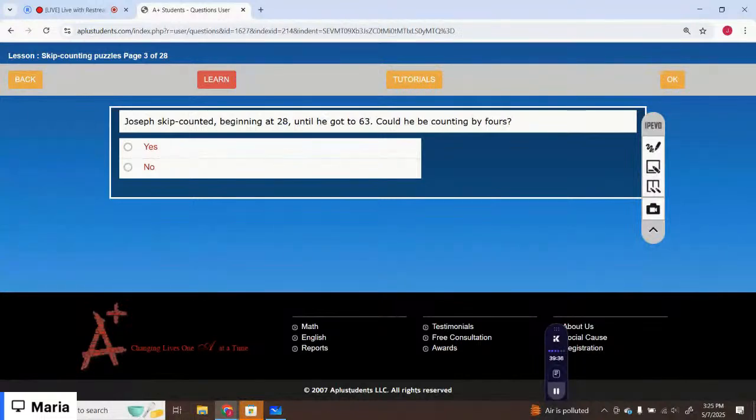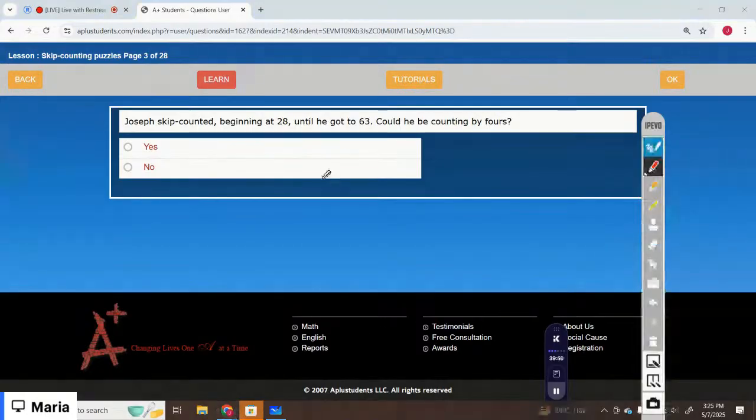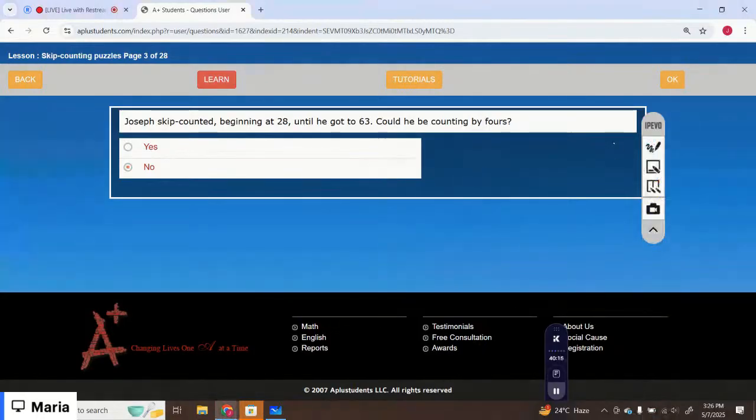Joseph skip counted beginning at 28 until he got to 63. Would he be counting by fours? Starting from 28, 32, 36, 40, 44, 48, 52, 56, 60, 64. So that means no. Could he be counting by fours? The correct option is no, he is not counting by fours.